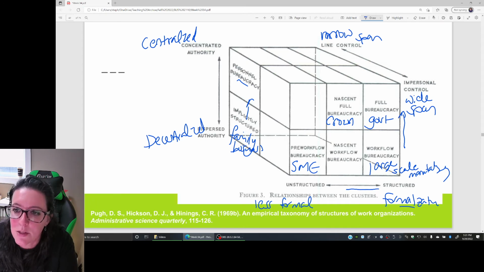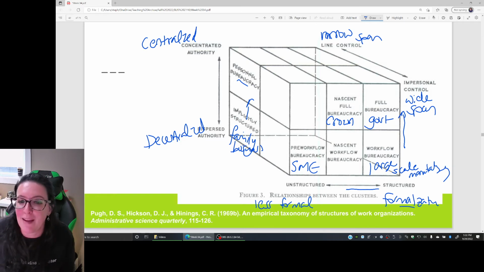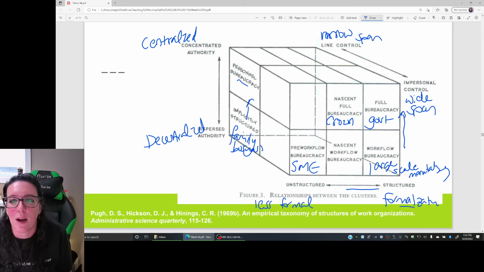In this case, notice that it's highly formalized, large-scale manufacturing. If we're looking at producing beef, we're talking about making cars, we're talking about working at Amazon. They tend to be more unionized. So again, they're going to be more rules, more formalization.